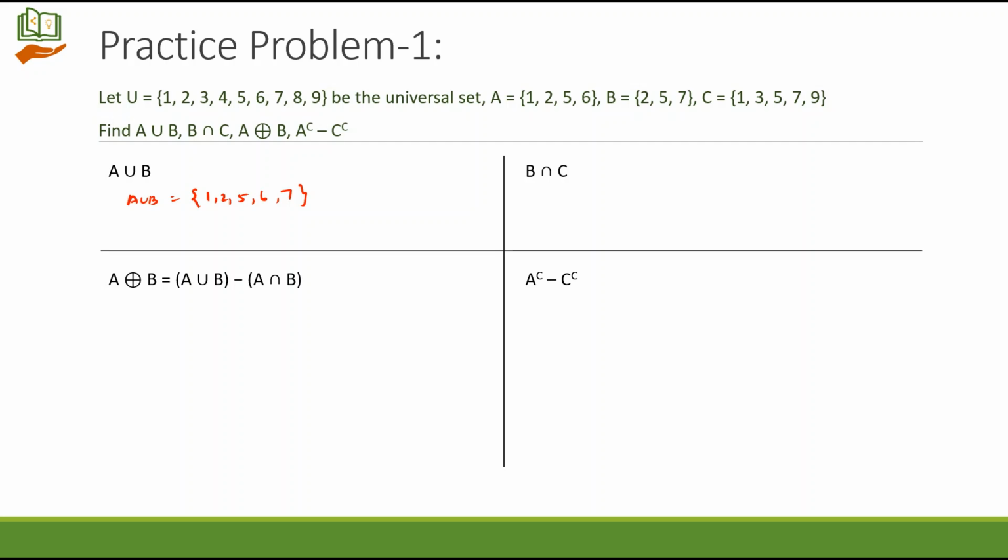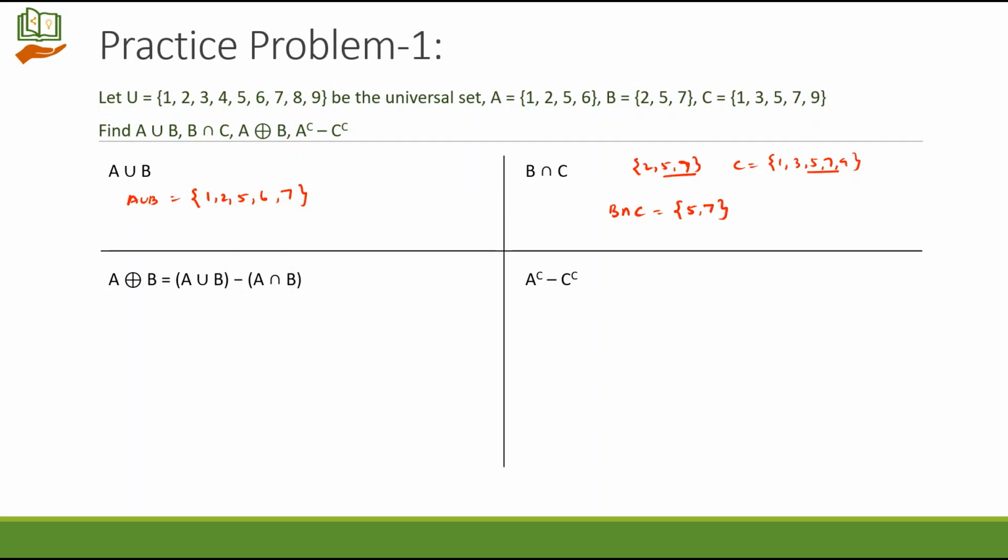What about B intersection C? B is actually 2, 5, 7 and C is 1, 3, 5, 7, 9. What are common here? 5, 7 is common. So B intersection C is equal to 5, 7.